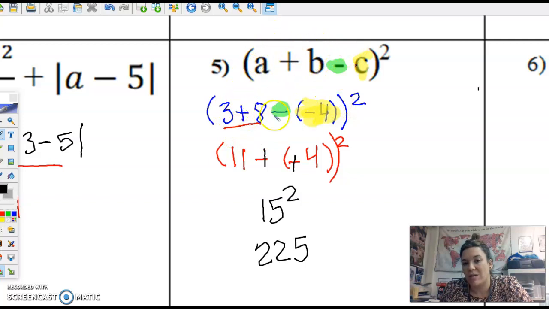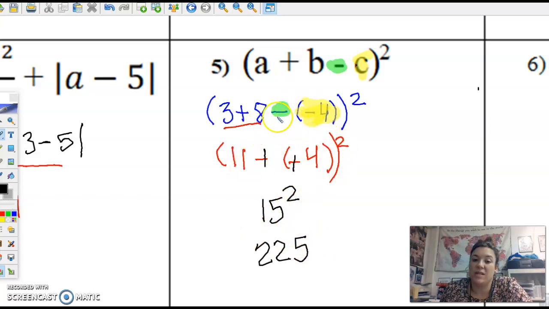So the A is 3, the B is 8. Now, I color-coded this to help you to see that that minus sign is right there, but C is -4. So we're looking at 3 plus 8 minus a -4. So remember that, keep change when we get to it. So I did 3 plus 8 first because between addition and subtraction, you do whichever one comes first, left or right. And that gave me 11. And then I do keep, change to get my 15. And then the last step is to square the 15 to get 225.